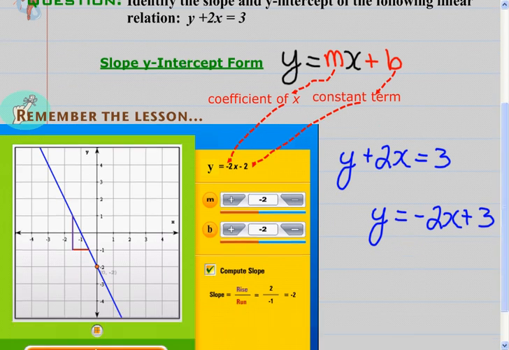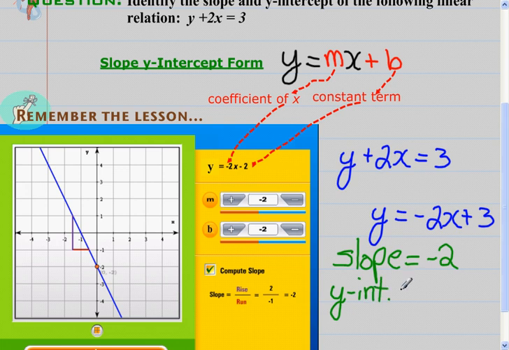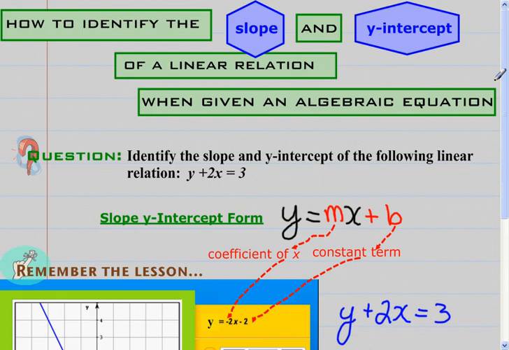What we can do from here is easily identify the slope as the m value, which is the coefficient of x, as -2. And in this case, the y-intercept, I'll use y-int for short, would be the constant term, which is 3. And there you have it. That's how we find the slope and y-intercept of a linear relation when we're given an algebraic equation.